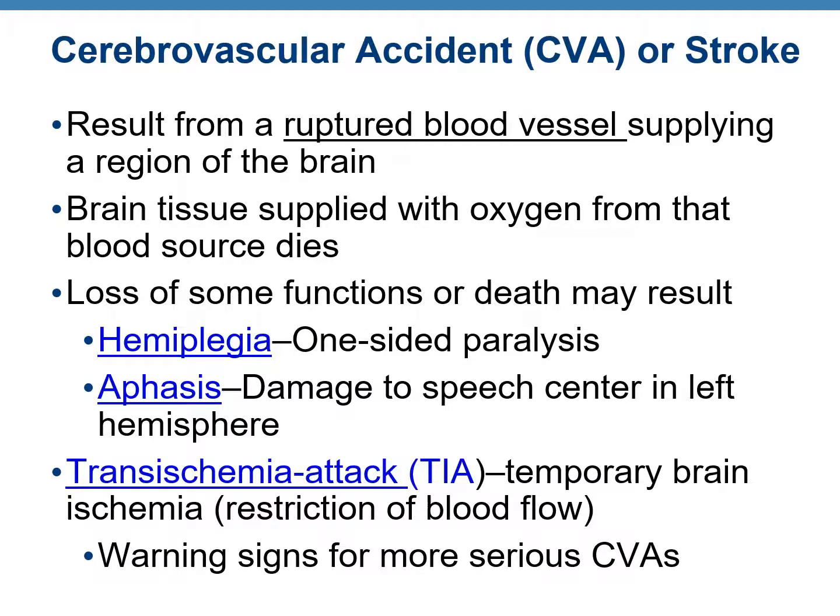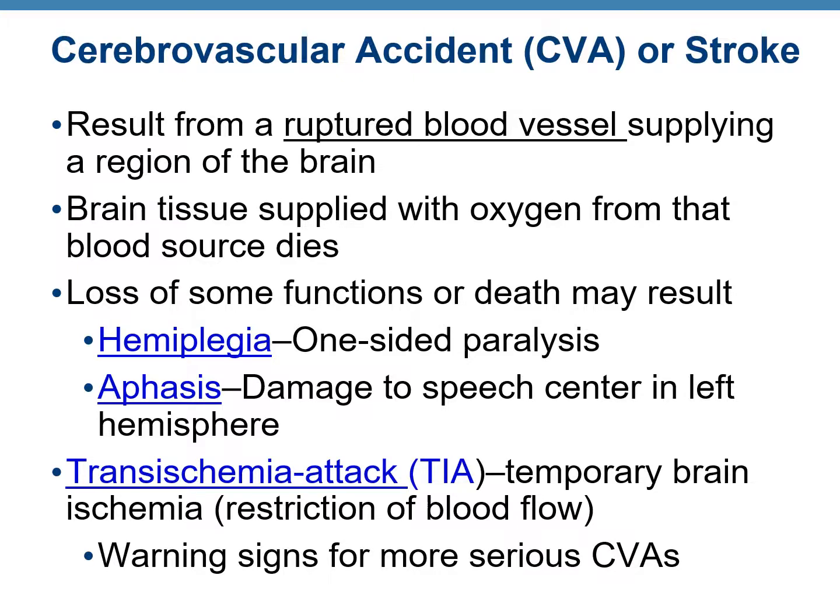Stroke or cerebrovascular accident, CVA. Stroke happens when a blood vessel that is supplying a region of the brain gets ruptured. So when there is no blood flow, there is no oxygen transport. And in the absence of oxygen, that particular brain tissue dies. So the effect of stroke could be something as serious as death or could be minor loss of certain functions.